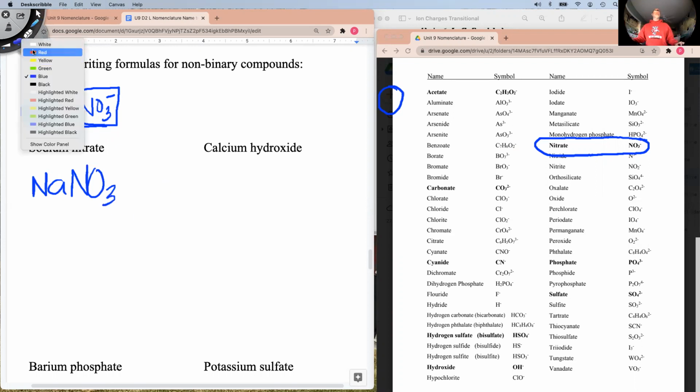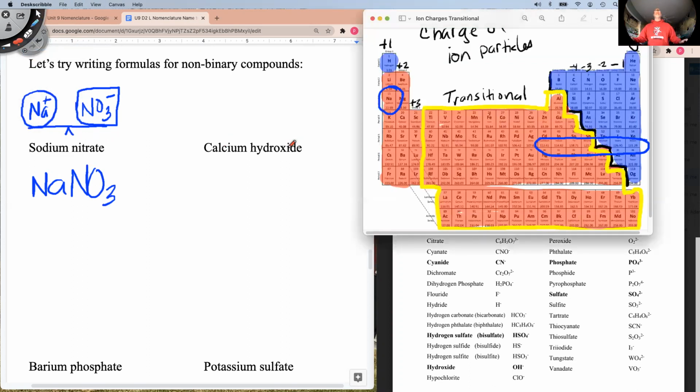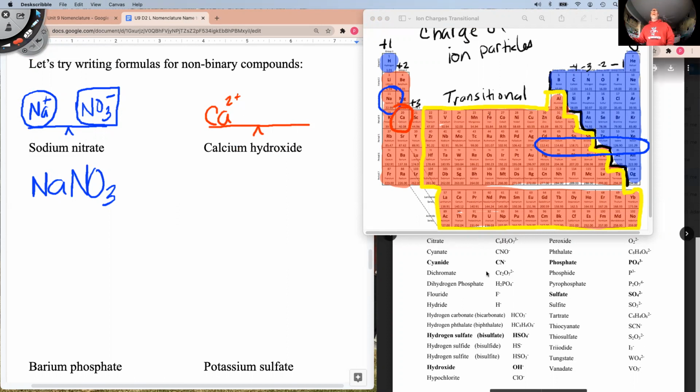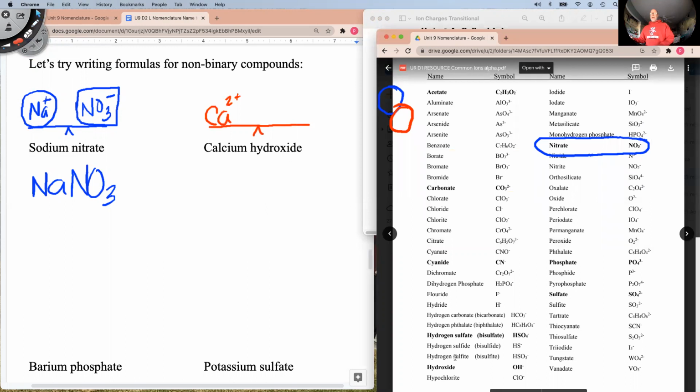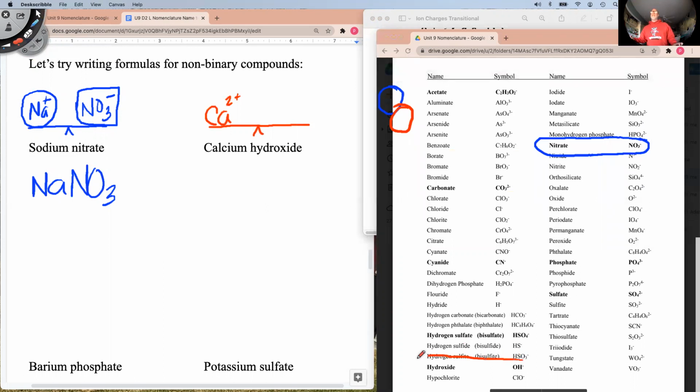So let's take a look at the next one. Here we have calcium hydroxide. All right. So here's calcium. Let's draw a balance beam. And we have a calcium. And where's calcium? Calcium's right over here. What's the charge on a calcium ion? That's right, it's a 2 plus. And then we have hydroxide. What's hydroxide? I don't know. Let's go find it. So then we come down here and we look, and we say, oh, look, there's hydroxide right there. So here's our hydroxide. Hydroxide has a -1 charge.